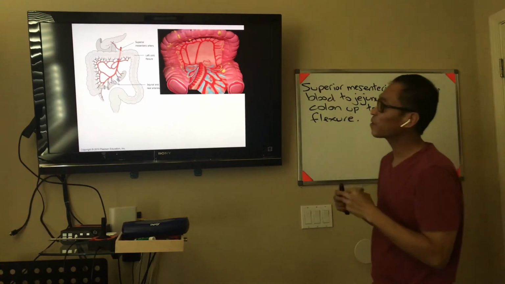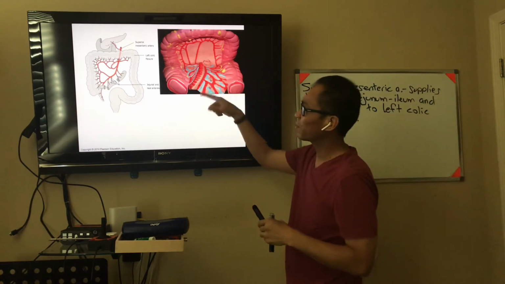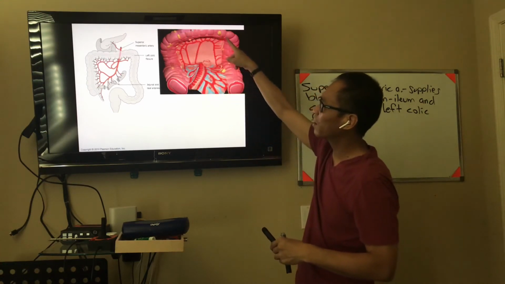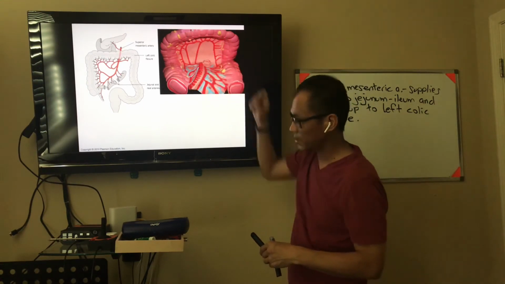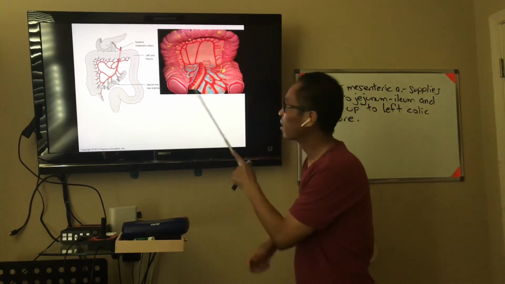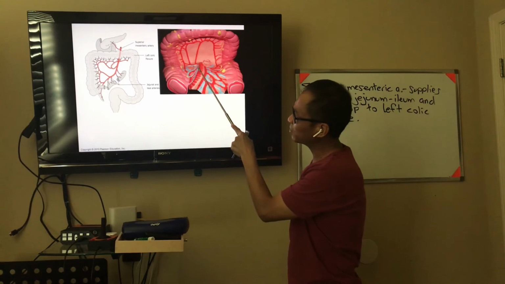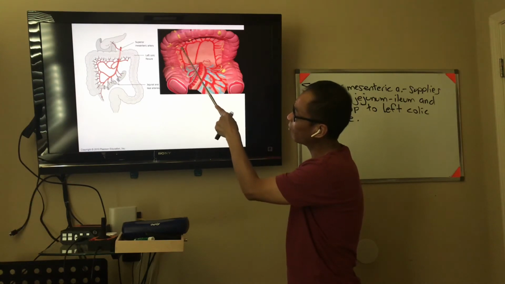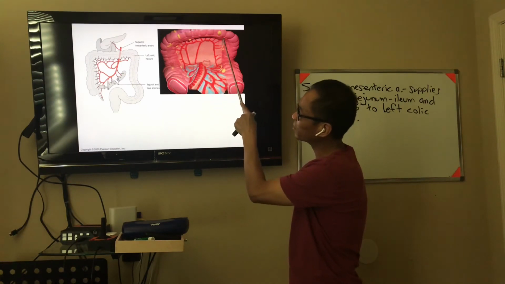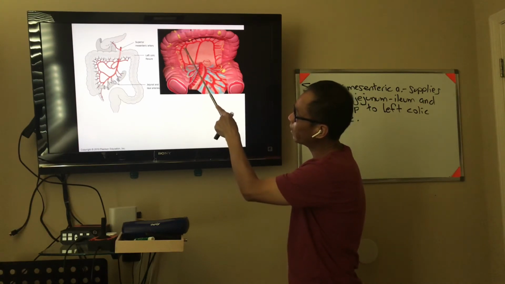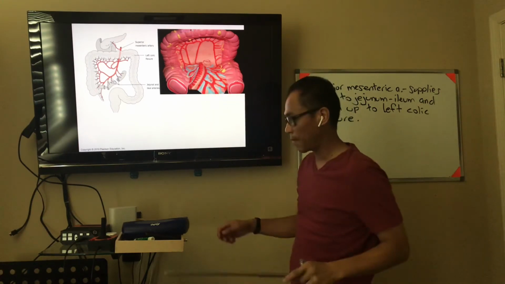In this picture here, it's kind of an underneath view. Here's ascending, descending colon. Here is the transverse colon. This is the superior mesenteric artery right there. And all the branches have been cut, but you can see the branches from here going all the way to here, all the way to here. That's where it stops. So superior mesenteric artery supplying blood all the way up to left colic flexure in that picture.